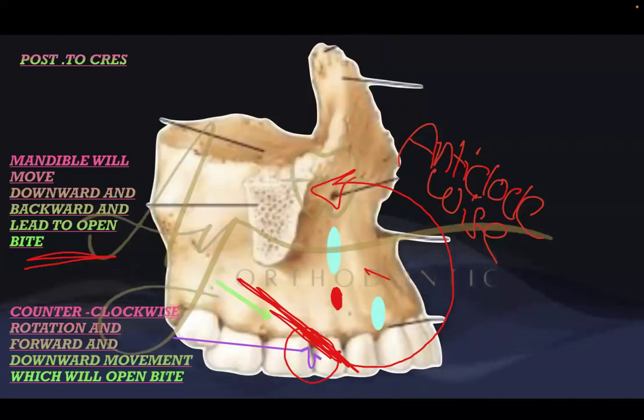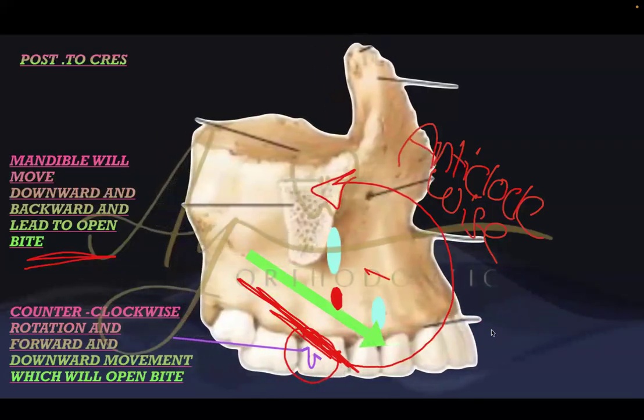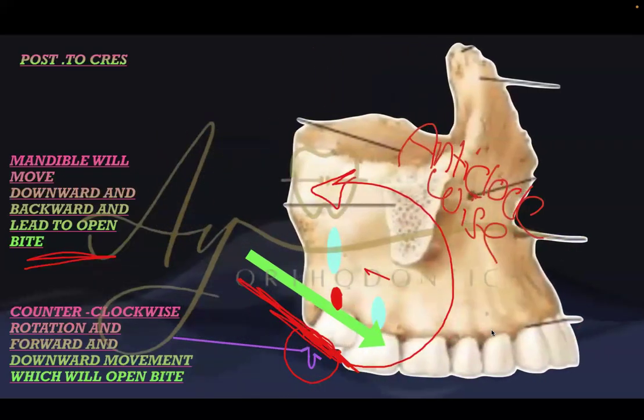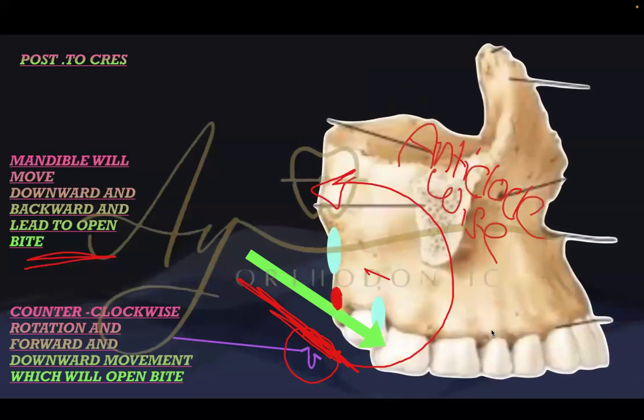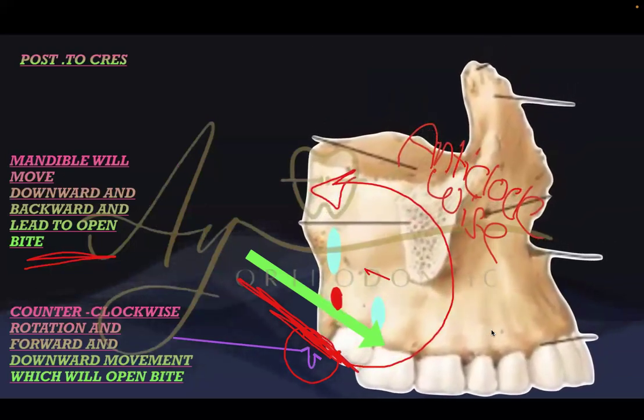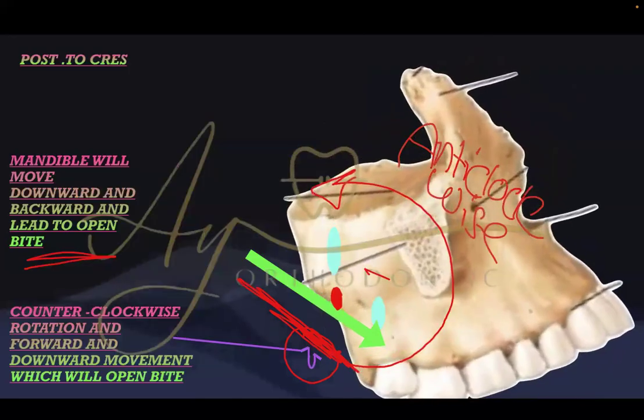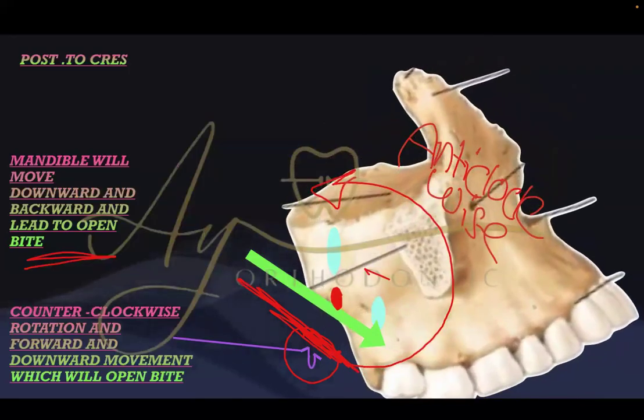This is how it looks like. It's going to move a little bit forward and downward. And because it's behind the center of resistance, the maxilla will auto-rotate in anti-clockwise, leading to opening the bite more.